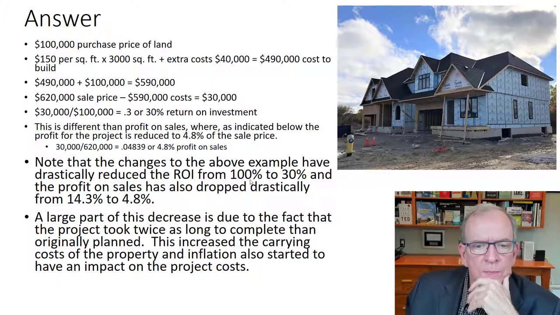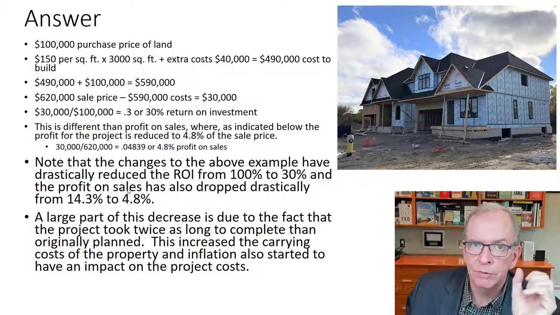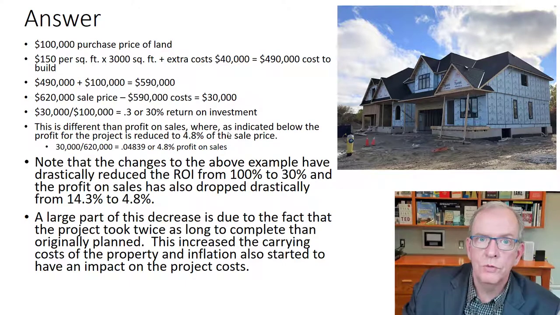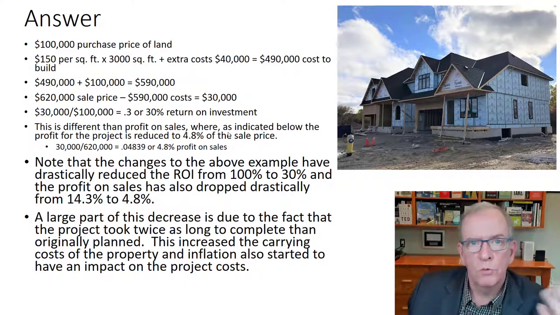So the changes to the above example have drastically reduced the return from 100 to 30%. And the profit on sale has dropped drastically from 4.3 to 4.8. Definitely like the first scenario better. So time is an issue. And maybe if we hadn't taken so much time, the market might not have softened. The longer you were exposed to that loan, the more opportunity there is for that to occur.